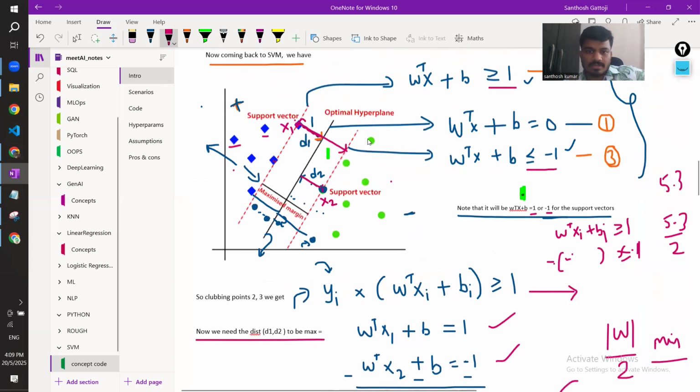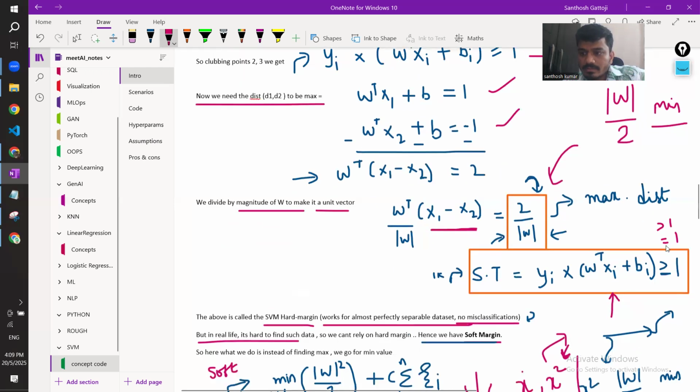This holds for all the green points and all the blue points other than support vectors; the value will be greater than 1 because they are away from the margin. But for the points on the margin, which are called support vectors, that value is equal to 1. Clear? Any doubts in these points?